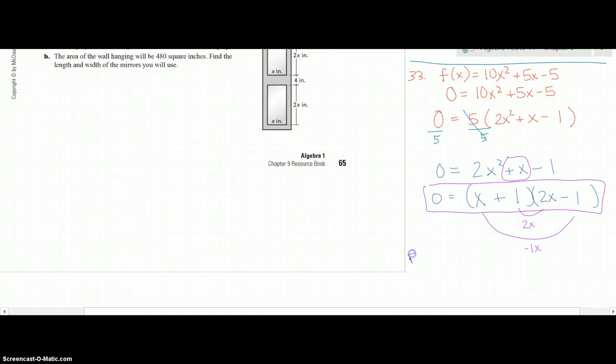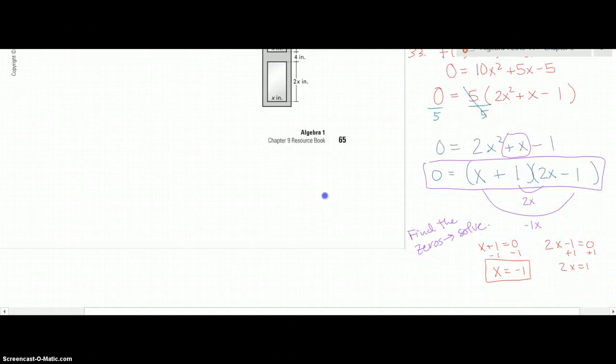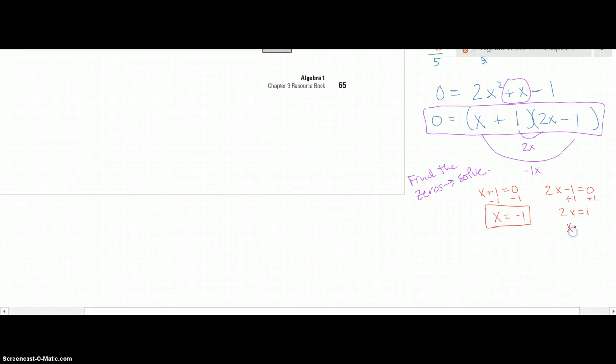But we need to find the zeros, which means solve. So we have to say, okay, x plus 1 equals 0, and 2x minus 1 equals 0. Here I'm going to subtract 1 from both sides. I get x equals negative 1. Here I'm going to add 1 to both sides. I get 2x equals 1. So if I divide by 2, I get x equals 1/2.